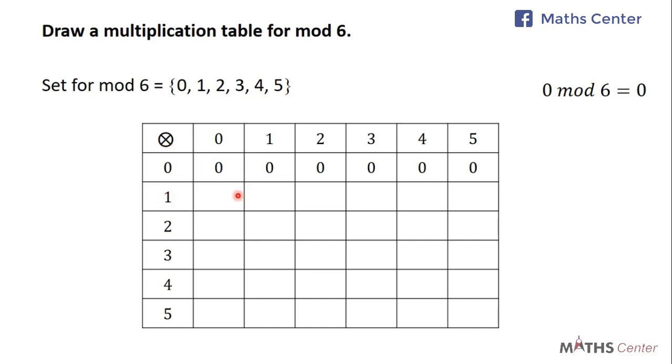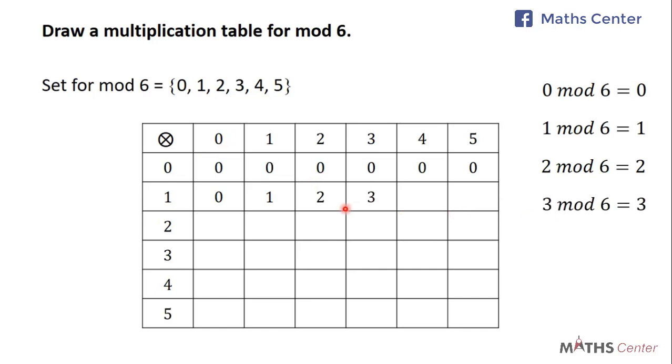1 times 0 is 0. 0 in mod 6 is 0. 1 times 1 is 1. 1 in mod 6 is 1. 1 times 2 is 2. 2 in mod 6 is 2. 1 times 3 is 3. 3 in mod 6 is 3. 1 times 4 is 4. 4 in mod 6 is 4. 1 times 5 is 5. 5 in mod 6 is 5. Let's move on to the next row.